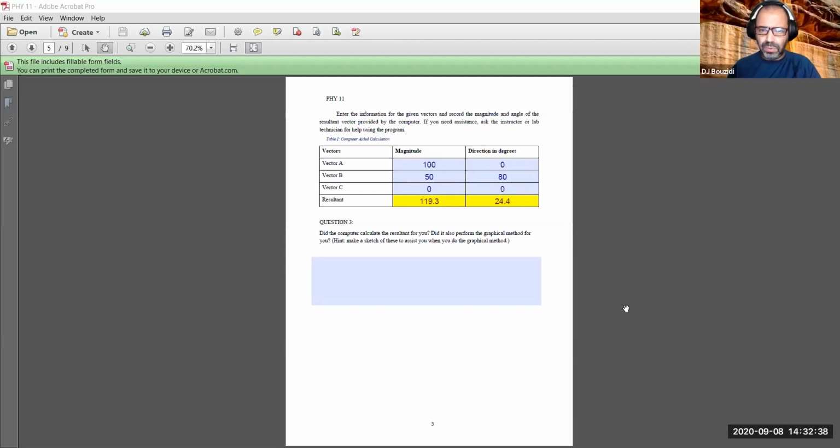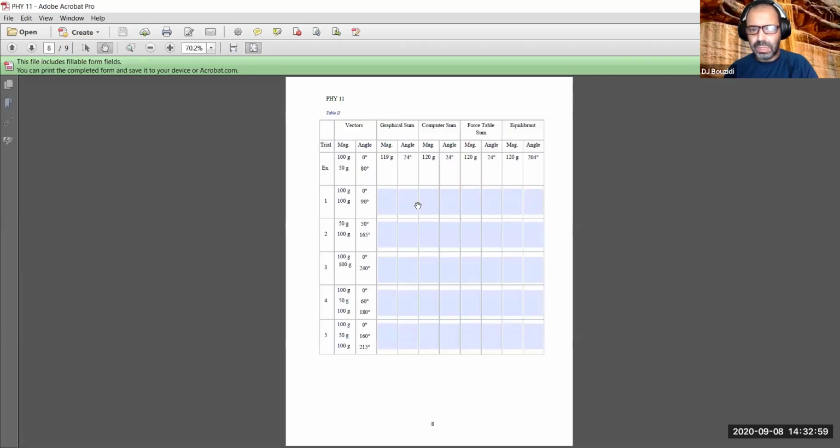Question 3: did the computer calculate the resultant? Did you also perform it? In other words, I really have to do the activity before. This activity asks me to add a vector of magnitude 100 at direction 0 degrees and another vector of magnitude 50 at 80 degrees. Looking at the table, 100 at 0 and 50 at 80, the sum should be 119. That's the vector sum, and the angle should be 24 degrees.